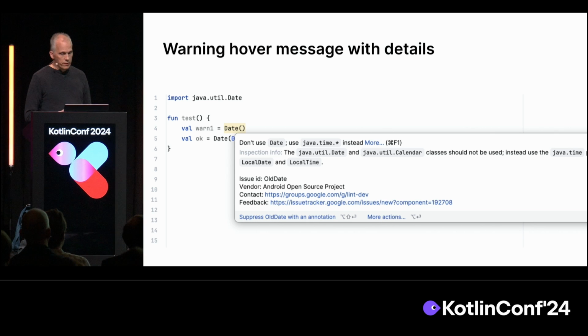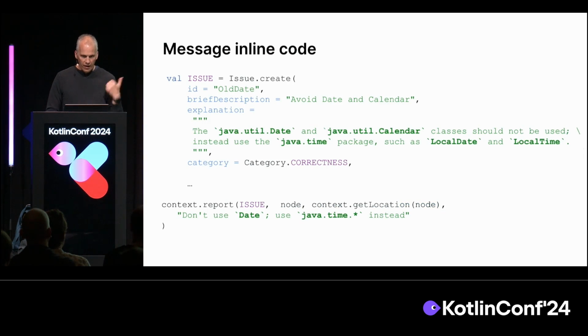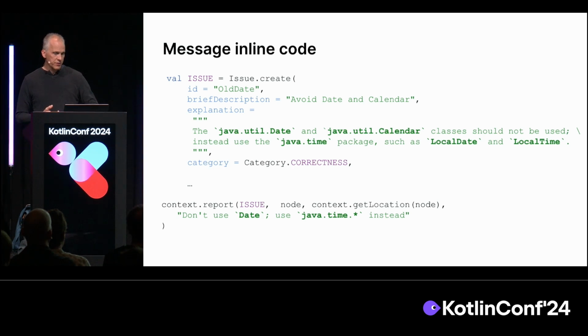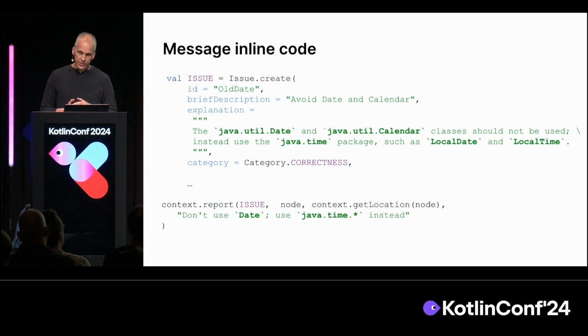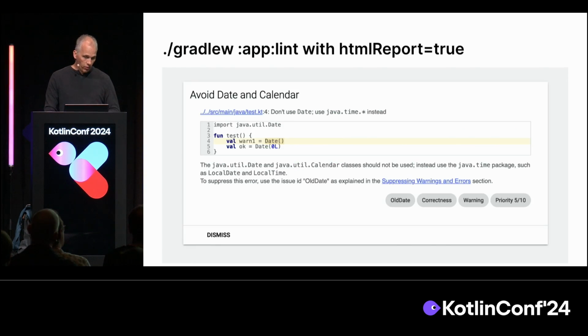Notice also how the code fragments like java.time are shown in a code font. That's because we wrote our error messages and the metadata using Markdown. I've highlighted that here. We have backticks in both the explanation and the error messages, and that means the text should be formatted as code. And this doesn't just show up in the IDE, it also shows up in, for example, HTML reports from Gradle. So here's a screenshot from an HTML report. With this warning, we can see inline code rendering here as well.